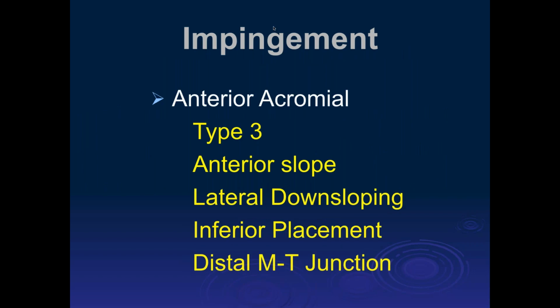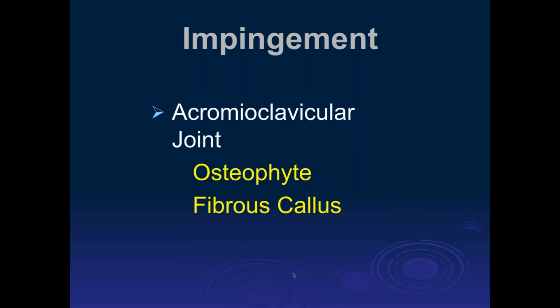So the anatomic things that we see with imaging that increase the risk for acromial impingement really are a type 3 acromion, anterior sloping to the acromion, lateral downsloping, inferior placement of the acromion with respect to the distal clavicle, and a distal positioning of the musculotendinous junction of the supraspinatus tendon. Looking at the acromioclavicular joint, we primarily look at osteophytes and also callus formation at the joint. Either of these two can press down upon the supraspinatus tendon, rub it, irritate it, and produce symptoms.